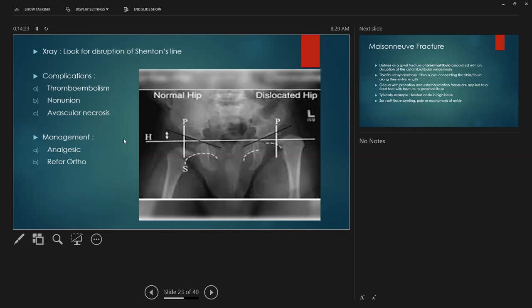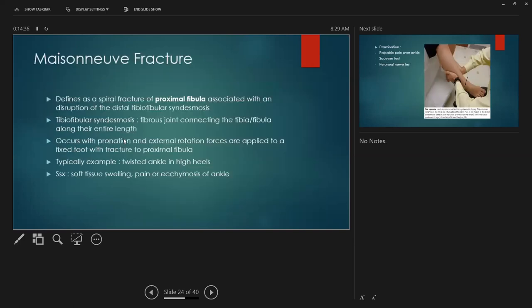Next is our Maisonneuve fracture. This is a spiral fracture of your proximal fibula associated with disruption of the distal tibiofibular syndesmosis. The tibiofibular syndesmosis is the fibrous joint that connects your tibia and your fibula along the entire length. It typically occurs with pronation and external rotation forces applied to a fixed foot, with fracture of the proximal fibula. A typical example is girls in high heels who twist their ankle. This is an example of the mechanism.